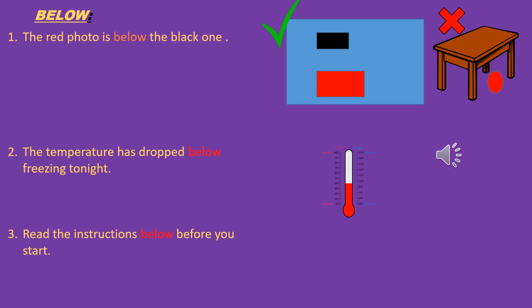Number 3, when we are having information and questions and there is a condition that I need to consider a few things before starting my work or before starting my exam, I have to know something, I have to consider something, I have to read something. In that situation, we do use below, like this example number 3. Read the instructions below before you start. Okay, I think it is clear for you.